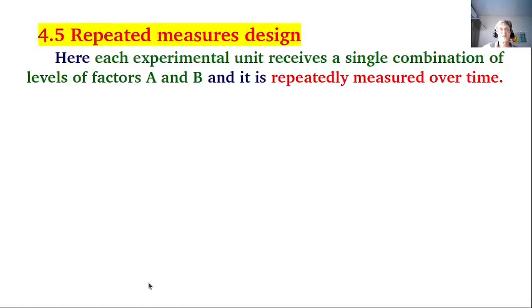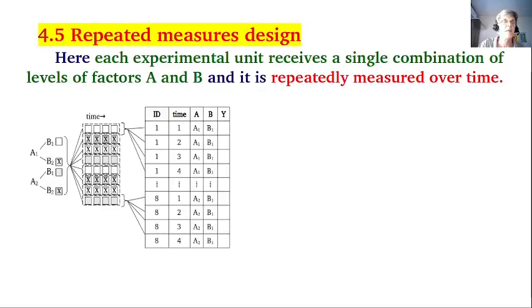So the repeated measure designs, here we have a different situation. Each experimental unit receives a single combination of factors A and B, and this experimental unit is repeatedly measured over time. We are going to measure the same experimental unit many times during the experiment. So here now we have a given experimental unit, this one here, to which we apply the combination A1 and B1, and we measure this experimental unit, say, 4 times in a row. So this is the identifier of the experimental unit.